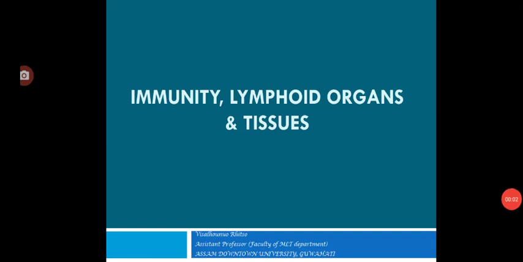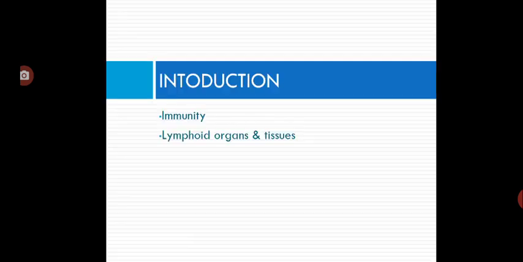Hello everyone, in this video I'll be explaining the introduction of immunity, lymphoid organs and tissues. Coming first to immunity. Immunity is defined as the resistance offered by the host against the damage caused by microorganisms and their products. And this immunity is broadly classified into two types, which are innate immunity and acquired immunity.